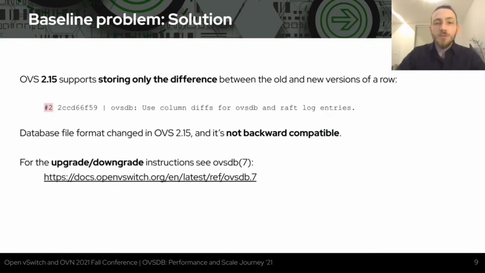The solution is to store only the difference between all the new versions of a row in a file transaction. And that's what the patch marked number 2 implements. The database file format change was made in the OVS 2.15 release, and it's not backward compatible, so please follow instructions in the OVSDB documentation for upgrade and downgrade.